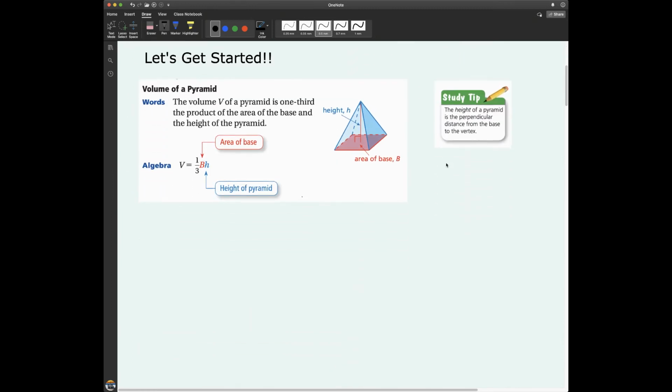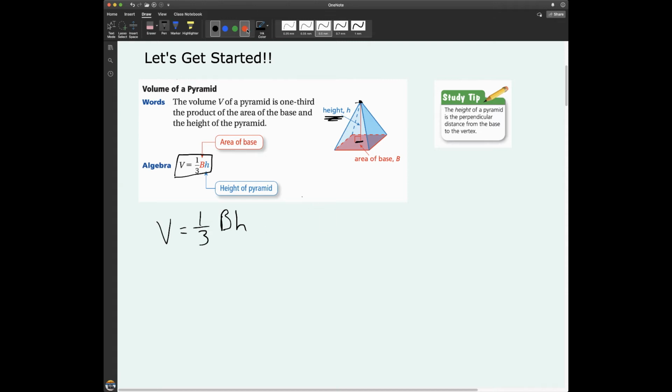So there's a formula that you need to know for the volume of a pyramid. Volume equals 1/3 times the area of the base. Capital B means area of the base, times the height of the pyramid. The height of the pyramid goes from the base of the pyramid all the way up to the vertex. That's different than the slant height of a pyramid. So what is the slant height of a pyramid? Hopefully you guys remember what a slant height is.